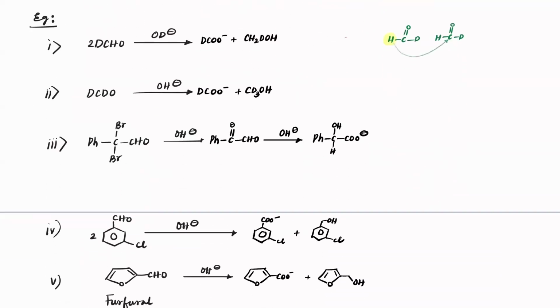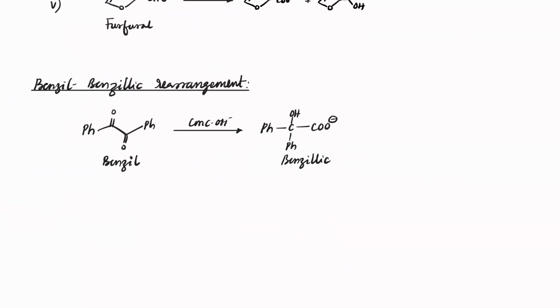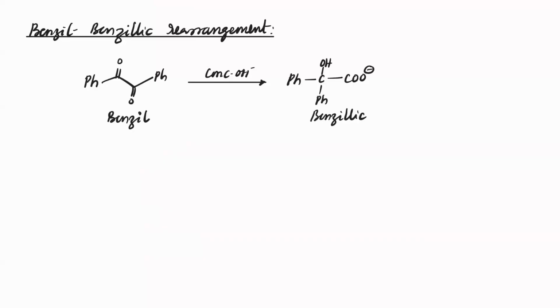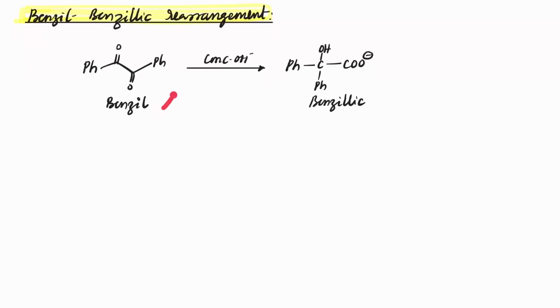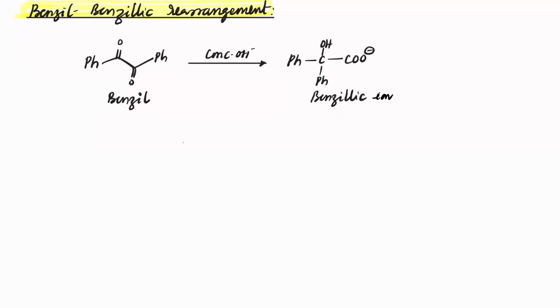See, cross Cannizzaro, their applications. Now, let me just take one application of the Cannizzaro reaction here. One of the applications is the benzil-benzilic acid rearrangement, which is similar to the Cannizzaro form. This is benzil. If you have Ph-C=O, C=O-Ph, this is what we call benzil. When you react benzil with concentrated OH minus, you will get the benzilate ion, and that's why it is called the benzilic acid rearrangement.